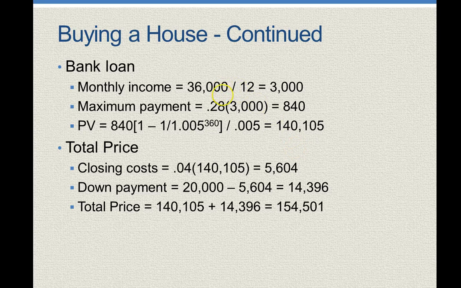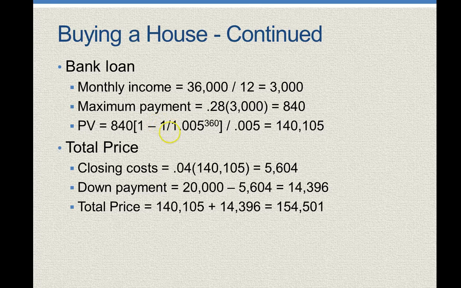Well, we actually already figured out much of these numbers. So monthly income, that's $3,000, and maximum payment, that's based on 28% of your monthly income, which is 0.28 times 3,000. So that gives us 840. So that's your constant mortgage payment. From that payment, the number of months for the mortgage, and the monthly interest rate, you can figure out the present value of that mortgage loan. And that present value basically is the loan amount you borrowed upfront.